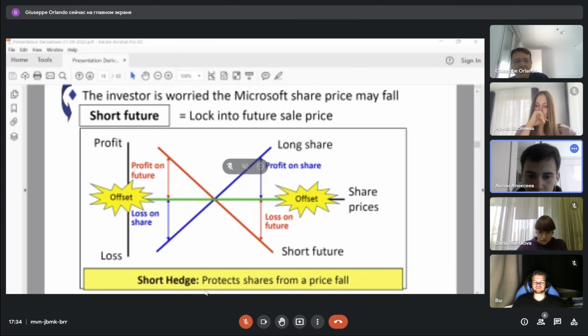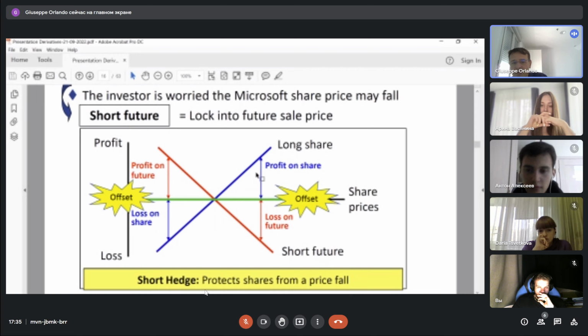Yes. Okay. What happens then? Let's say that instead you are short a future. What happens is that in case the security goes up, you make money with the share, because again, you have the security. But on the other side, you are short. So you make money on the share, but you lose money with the future. Anton, is it clear?